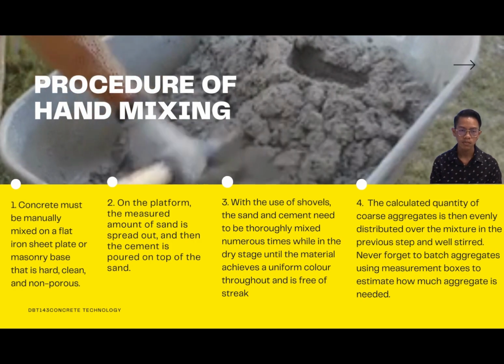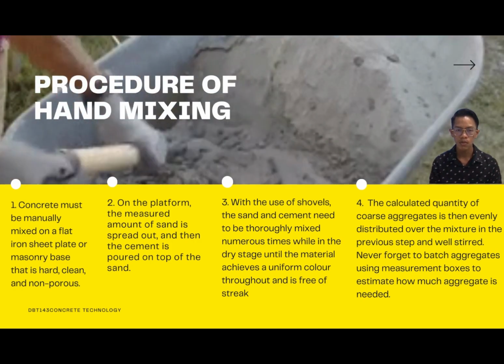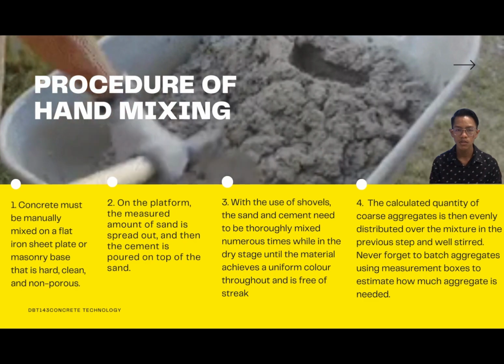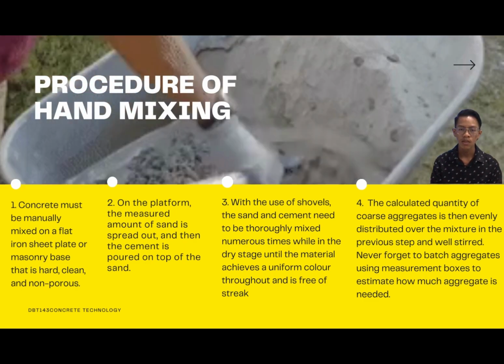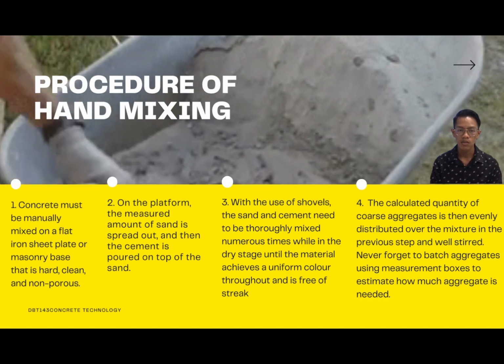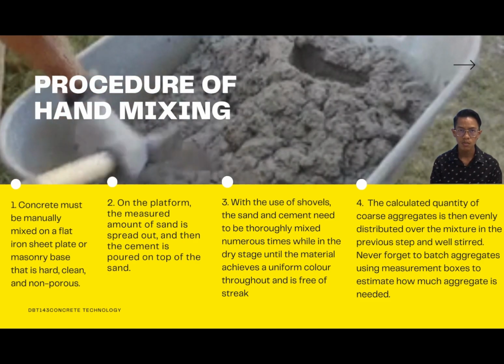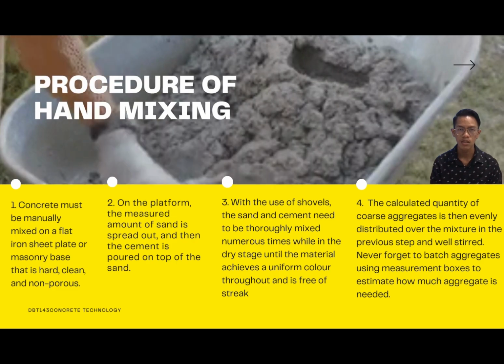Number 4. The calculated quantity of coarse aggregates is then evenly distributed over the mixture from the previous step and well stirred. Never forget to batch aggregates using measurement boxes to estimate how much aggregate is needed.